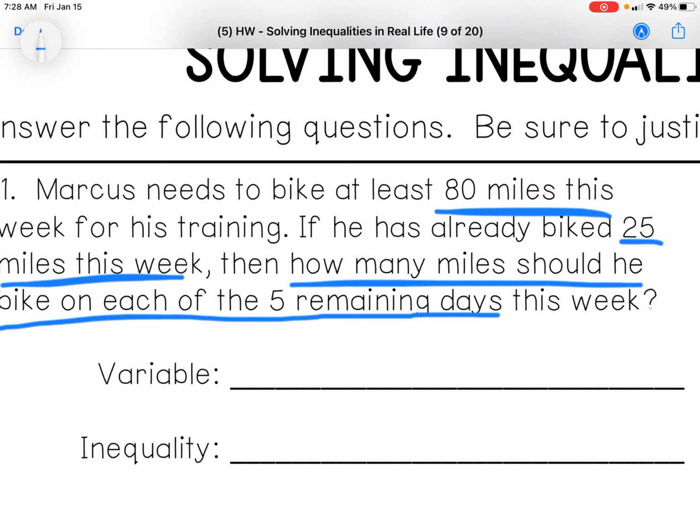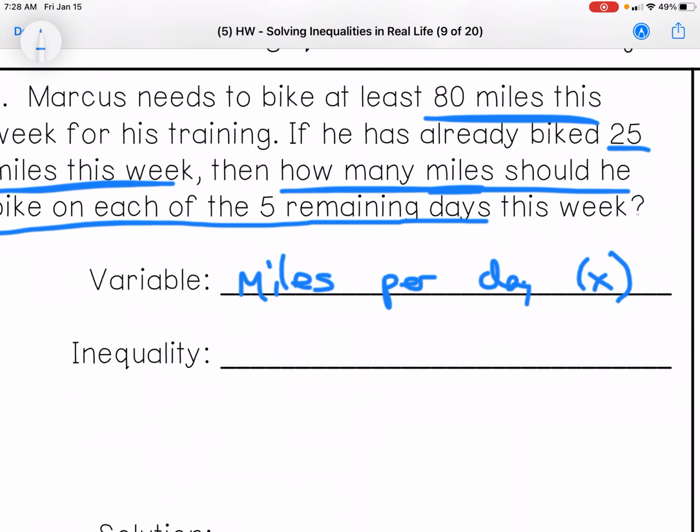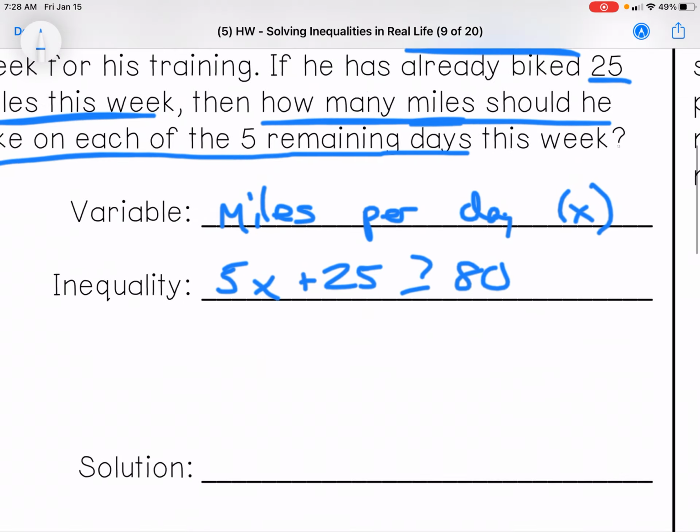So the variable is obviously what they are asking. They are asking for miles, so miles per day, which will be x. You can make it whatever variable you want. The inequality is 5 remaining days times how many per day plus the 25 he's already biked has to be greater than or equal to 80, because that's what he's got to train for this week.